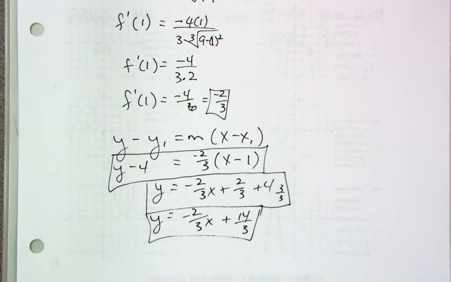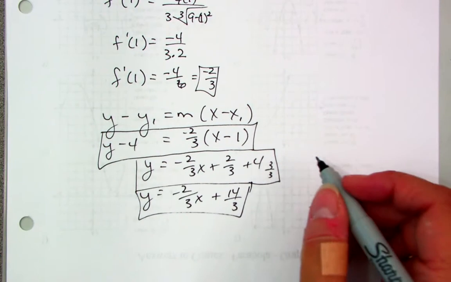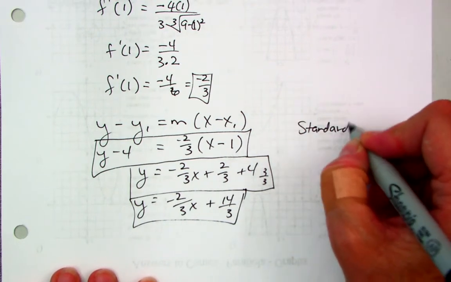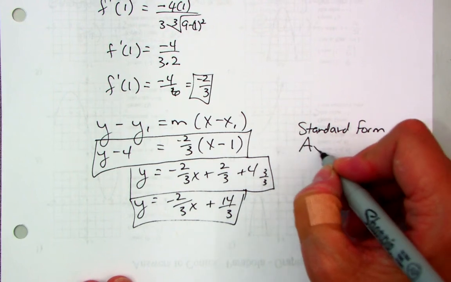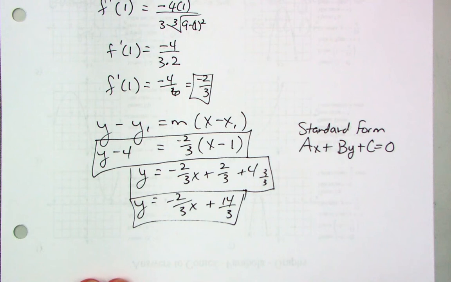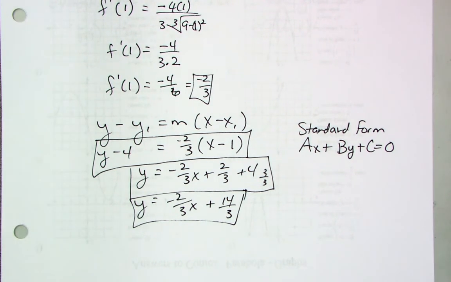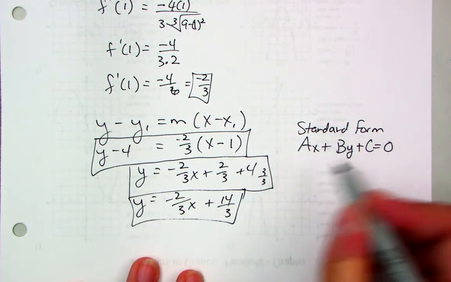There's one other form that they could leave it in that you might not be familiar with, and that is standard form. So standard form looks like this. And the reason that A, B, and C are capitalized is because they do not want any fractions. They only want integers. So it's set equal to 0, and there's my x and my y.